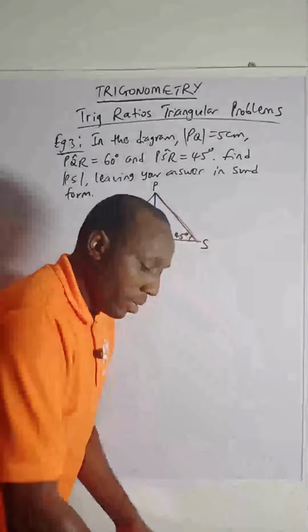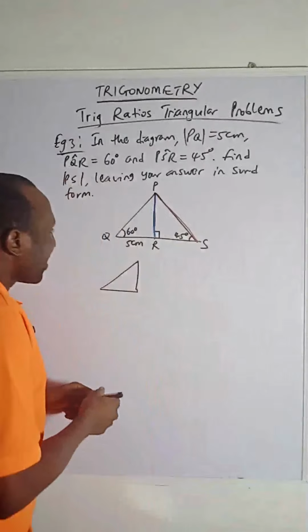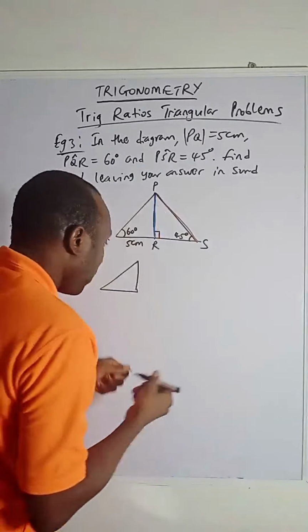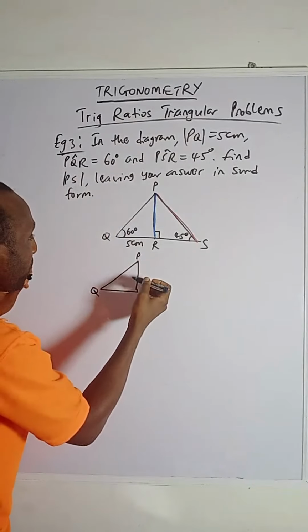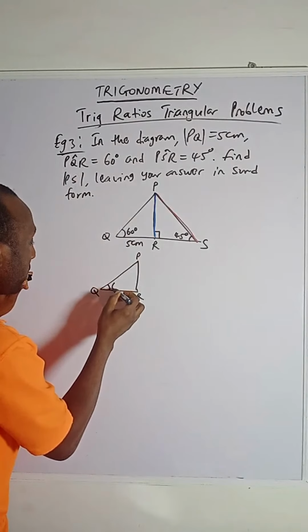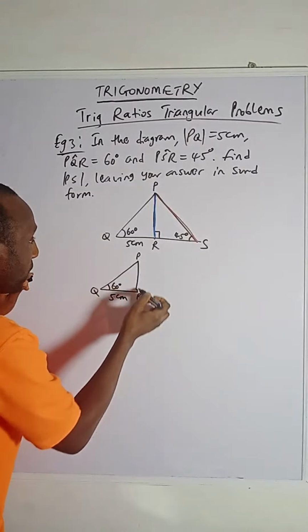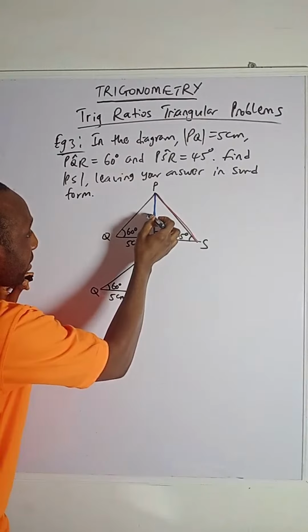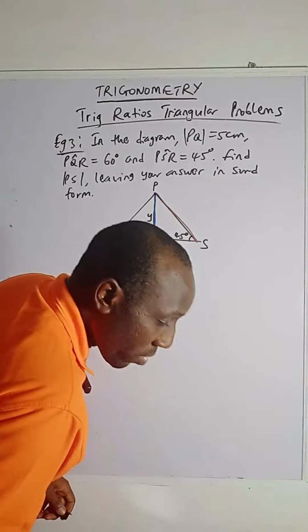Okay, sorry. Let's continue. So let's find PR. Let me just label it. This is P, this is R, this is Q. So to get PR, this is 60 degrees, and this is 5 centimeters. I can even say let this side be Y. Let's just label it Y for ease of identification.